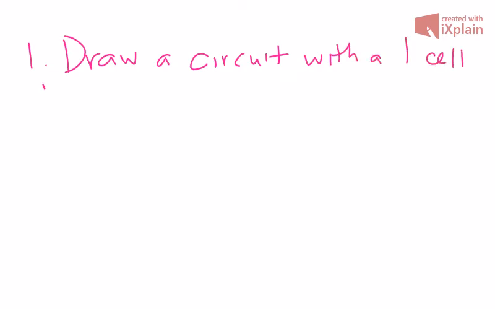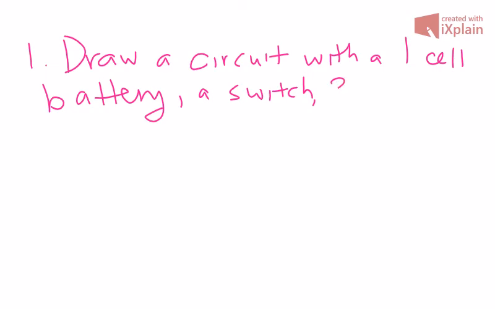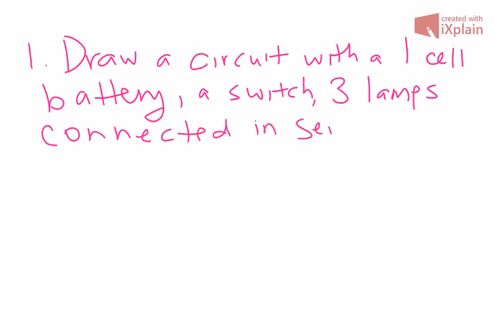So the first example I want you to do is I want you to draw a circuit with a 1-cell battery, a switch, and 3 lamps connected in series. Okay, so you can now pause this video and practice this drawing and then press play to see if you've done it correctly. So I'm going to change the color of my pen now, and I'm going to draw.